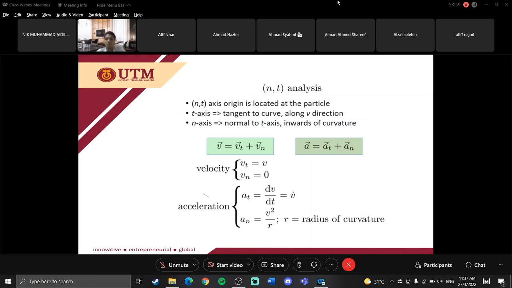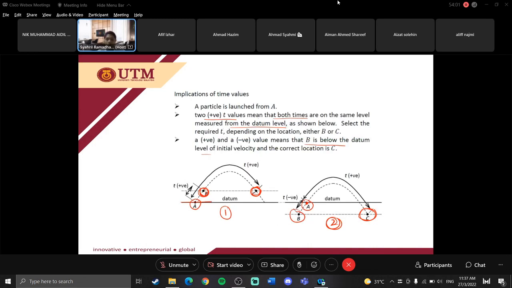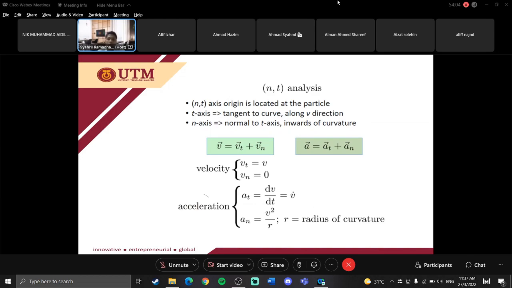Right, so after we finish the XY analysis, we go on to NT analysis. The difference between XY analysis and NT analysis is that in NT analysis we do the analysis on that particle. We don't refer to any reference point, we just do it on that particle. So the NT origin is located at that particle, with no reference point, and the T axis is tangent to the curve. That's why we put T. T means tangent to the curve along the direction of motion, or velocity direction.